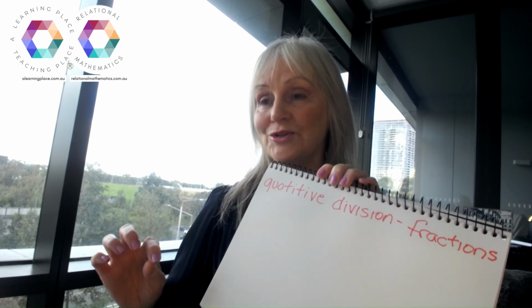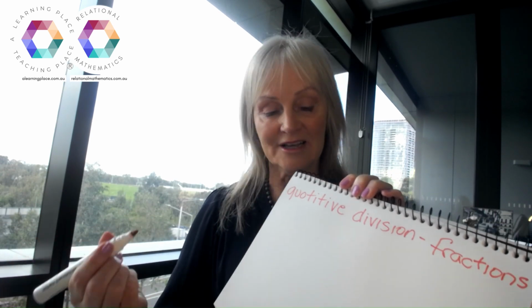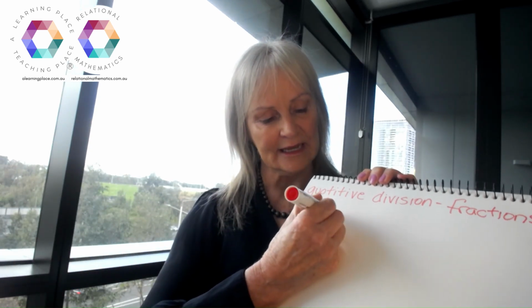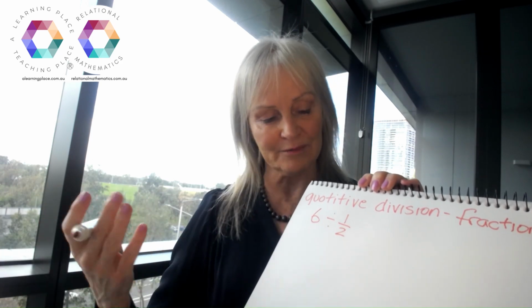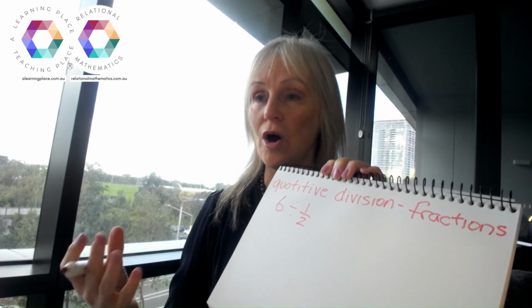So partitive division is used when we are dividing by whole numbers. Quotitive division is used when we are dividing by fractions. So if, for example, we have something like 6 divided by a half, we know that you can multiply by the reciprocal or flip and multiply, but we want students to understand why that works.